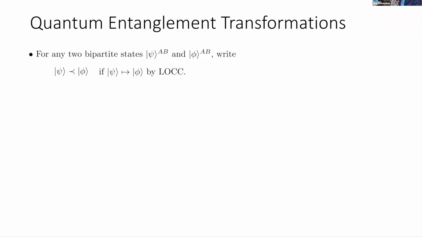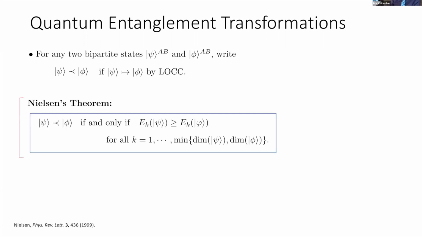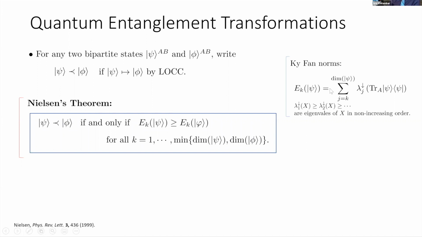So for any two states, psi and phi, let's say that psi is majorized by phi if it's possible to convert psi to phi by this LOCC process. And the result, a very celebrated result in the field, was shown by Michael Nielsen, is that this transformation is possible if and only if you have this set of inequalities satisfied, where these E_Ks are defined as follows. They're known as Ky Fan norms. And basically, they're just functions of the Schmidt coefficients.